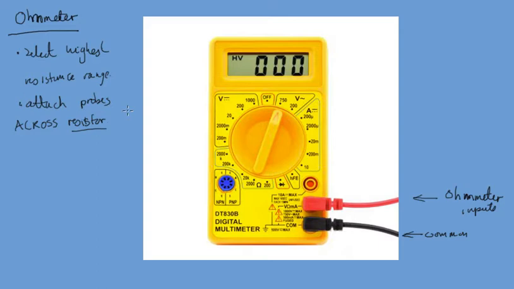All components will have a degree of resistance. So a lamp would have a resistance. So you can measure the resistance of different components as well. Then reduce range to find the most accurate reading, and then you'll get your resistance, so you take a note of it.